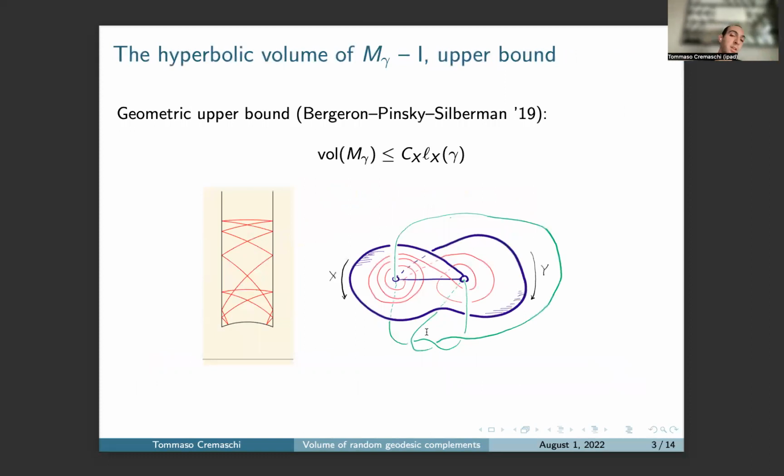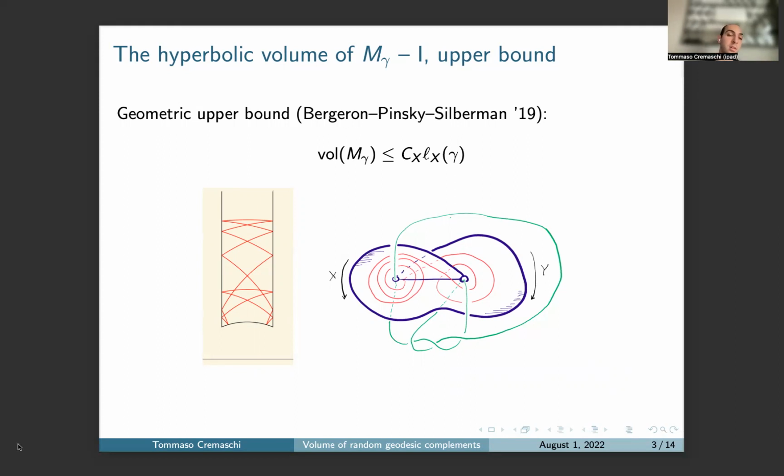Once you get this hyperbolic manifold, you want to figure out what the volumes are. That's a first invariant, because by Mostow rigidity the volume is a topological invariant, not just a geometric invariant. And there's this upper bound by Bergeron, Pinsky, and Silberman, which to some extent is generic, but also not very good, for deeper reasons that we won't get into in this talk.